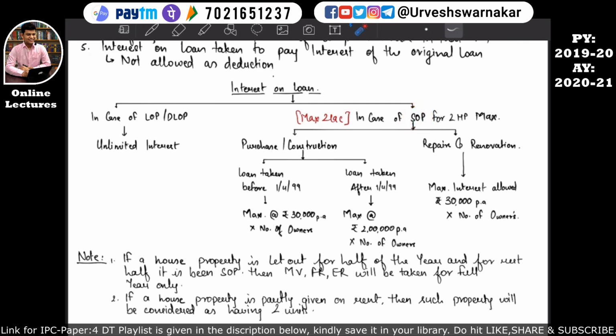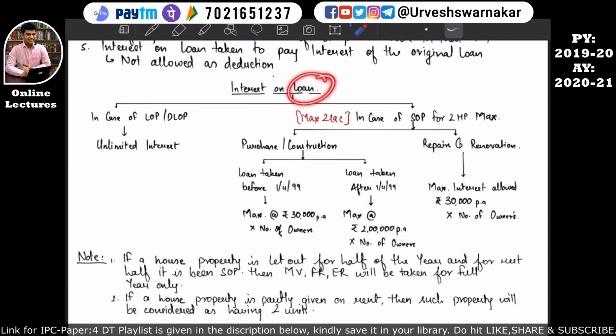Okay, so if an assessee has taken a loan for SOP, for purchase or construction of the self-occupied house property, and such loan was taken before 1st April 1999, then the maximum limit of interest that can be allowed as deduction under section 24 subsection B is rupees 30,000 per annum. But if the same loan is taken after 1st April 1999, then the maximum amount of interest that can be allowed as deduction under section 24 subsection B is rupees 2 lakh per annum. I hope this is quite clear.